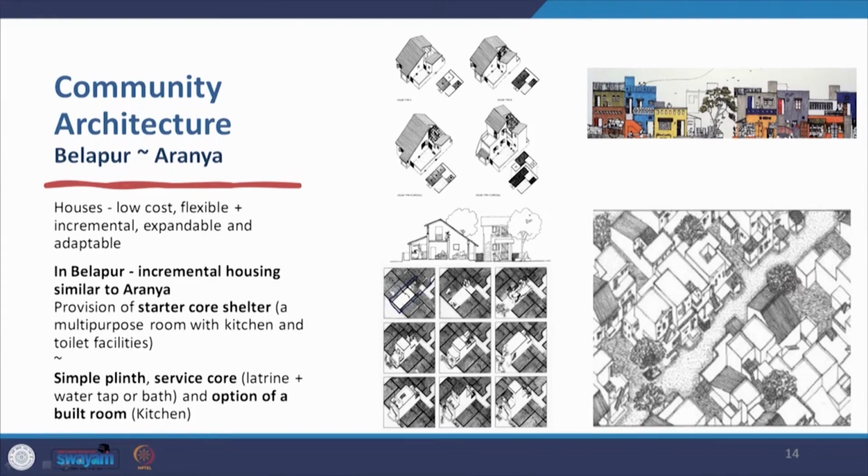So if you look at it, the Aranya housing begins with this. At most the service core has been provided and then the client builds on it. This is a street example of Aranya, and here you see in Belapur. You begin, for example, with some basic structure of a room, a kitchen and the service core. You build on it, you build on it, you build on it.